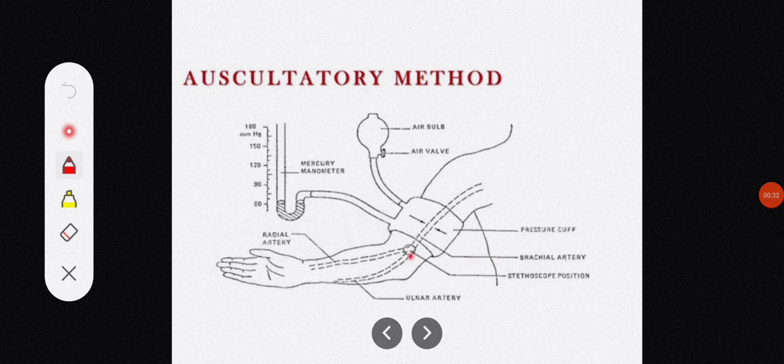From that PDF, I am explaining just one of the methods here, that is the auscultatory method, or you can say the sphygmomanometer method. This method is used for the measurement of blood pressure. Blood pressure is one of the physiological variables that can be readily measured, and it tells you about the status of the cardiovascular system.